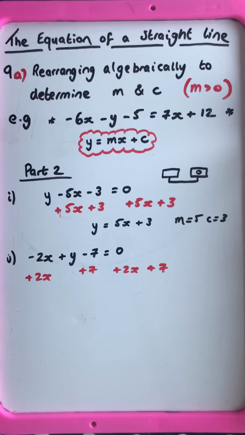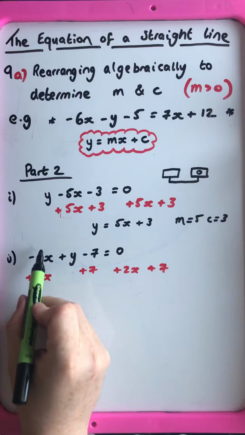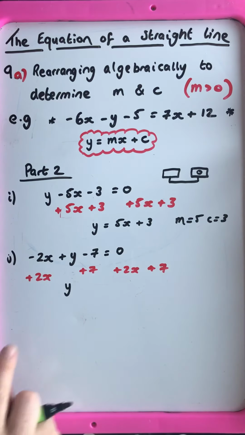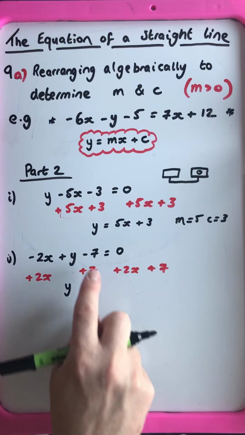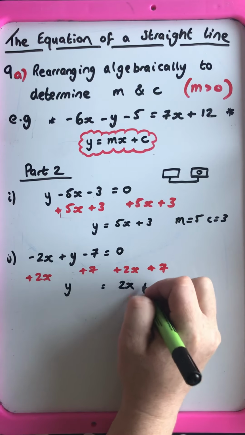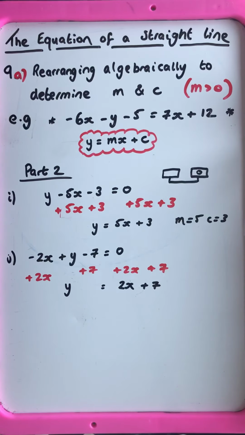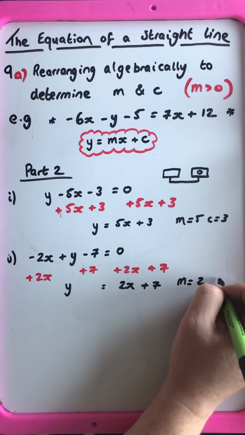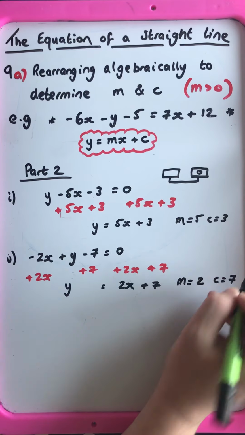It becomes quite nice when you're laying this out vertically. So I'll keep the y there. Becomes 0, 0, 2x plus 7. So gradient is 2. Y-intercept is 7.